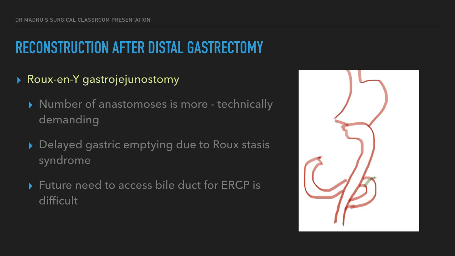This roux limb can have a bit of motor incoordination resulting in a slower peristalsis. So this is called a roux stasis syndrome. The rate of peristalsis in the roux limb can be sluggish, or it can be an aperistaltic limb. This can result in delayed gastric emptying. And the third one is if we have to access the bile duct for a future ERCP in these patients, having a Roux-en-Y anatomy, this is going to be difficult.